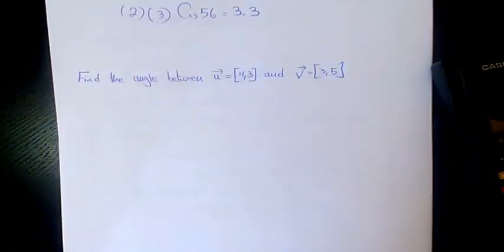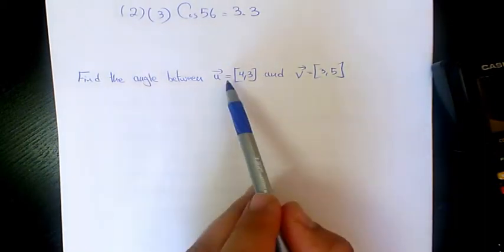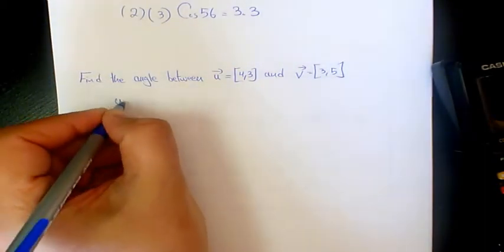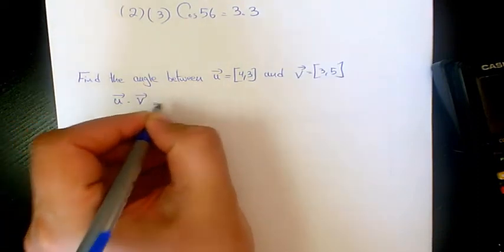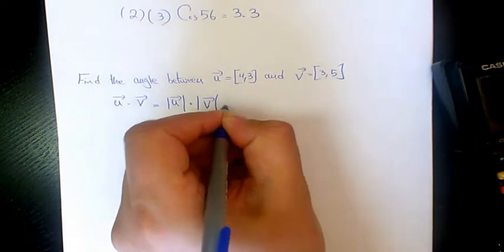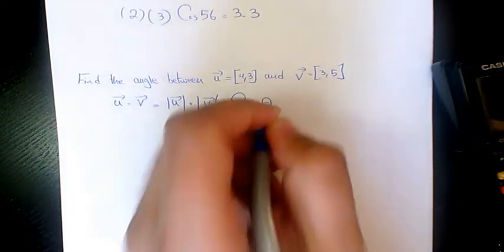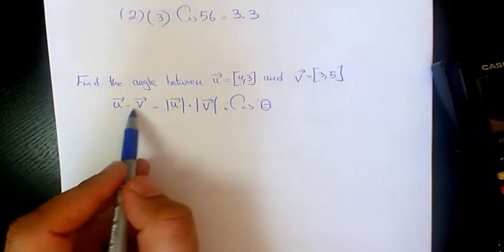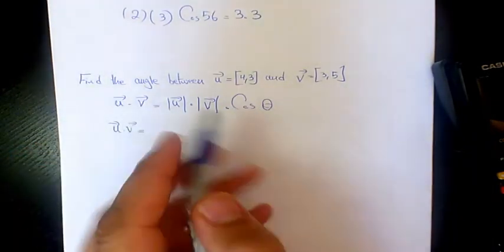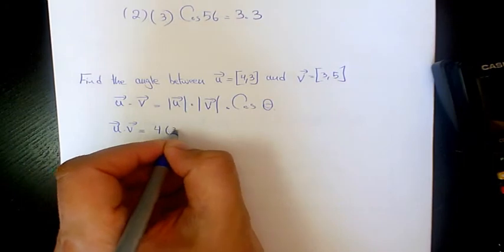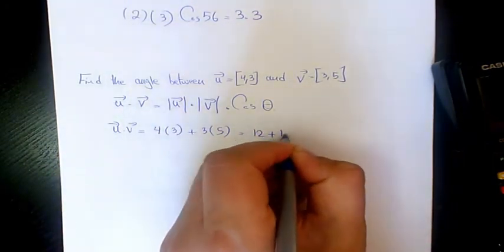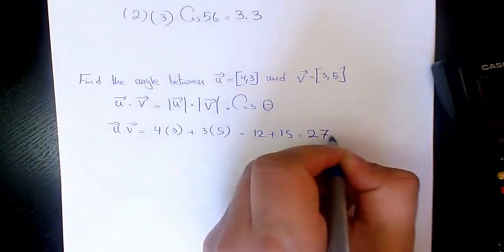In this example, it says find the angle between U (4, 3) and V (3, 5). So it's going to be U dot V equals the magnitude of U times the magnitude of V times cosine theta. So we need to find theta. First of all, let's find the dot product of U and V. As we had it before algebraically, it's going to be 4 times 3 plus 3 times 5. It's going to be 12 plus 15. That's going to be 27.